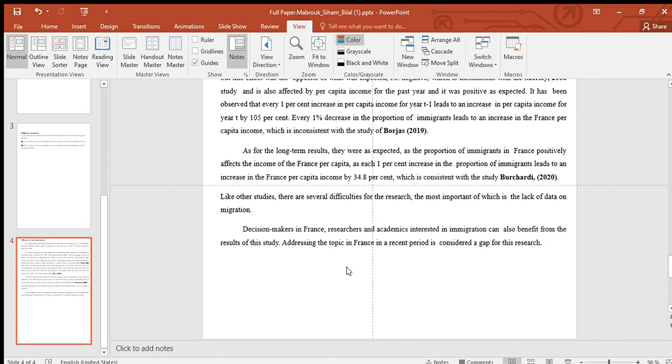And finally, decision makers and researchers and academics interested in immigration can benefit from the results of this study. Addressing the topic in France in a recent period is considered a gap in this study.